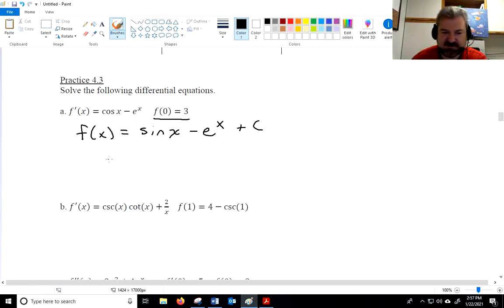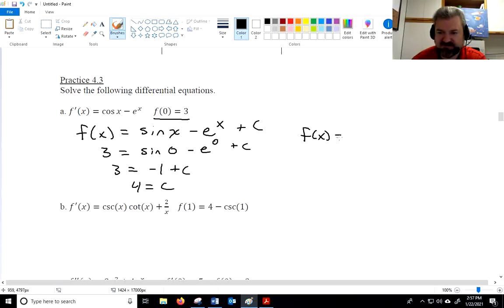Now we can use our initial condition that f of 0 equals 3 to plug in and solve for c. The sine of 0 is 0, and e to the 0 is 1. So 4 is equal to c. So now we can state our final answer is that f of x is equal to the sine of x minus e to the x plus 4.